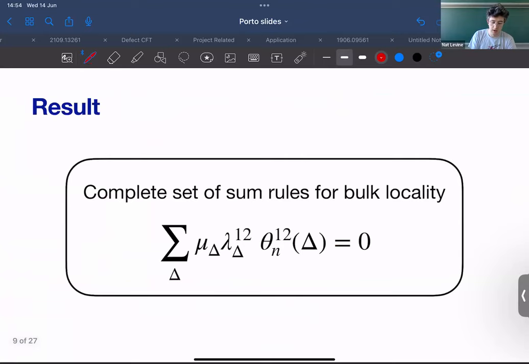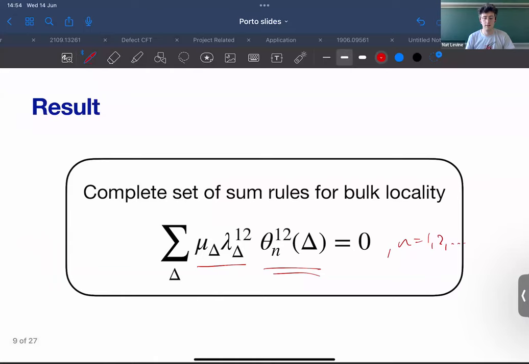And just to state the result, before I go into technical details, the result is that we construct a complete set of sum rules which characterize this bulk locality. So we find these functionals, which give you some list of sum rules, n equals 1, 2, and so on, on these coefficients.